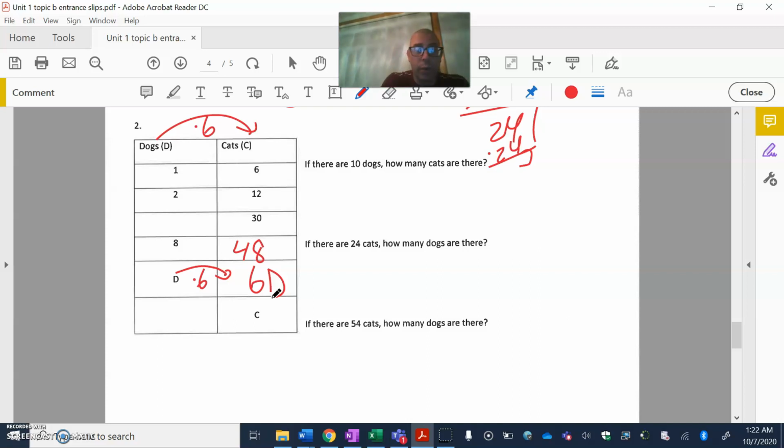All right, so if we go the other way, to get from a 6 to a 1, we're dividing by 6. So again, opposite operations. That's why we're doing division. The opposite of multiplying by 6 is divide by 6. 6 divided by 6, 1. 12 divided by 6, 2. 30 divided by 6, yeah, 5. Again, we can check it. 48 divided by 6, yeah, that's an 8.